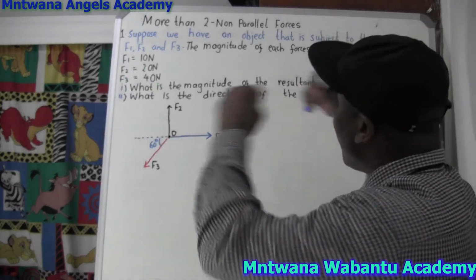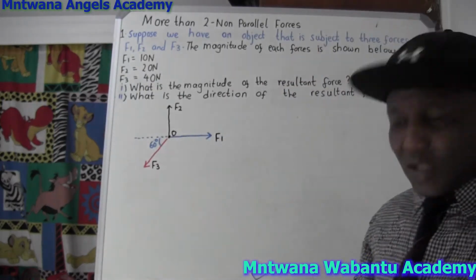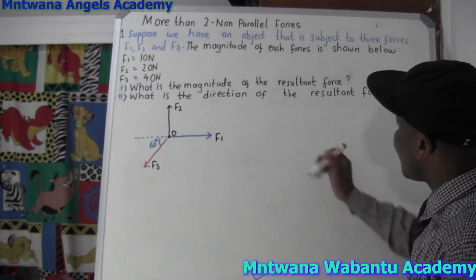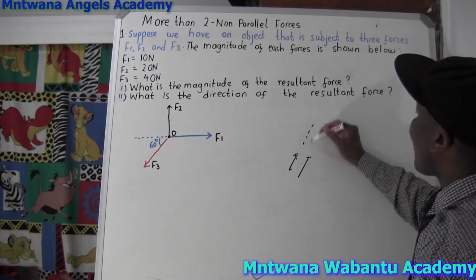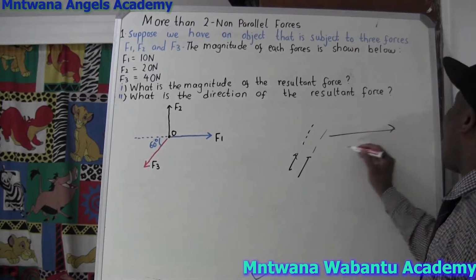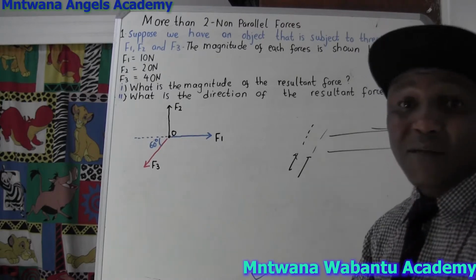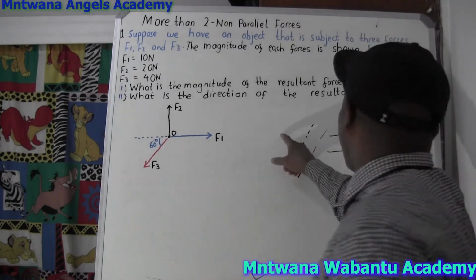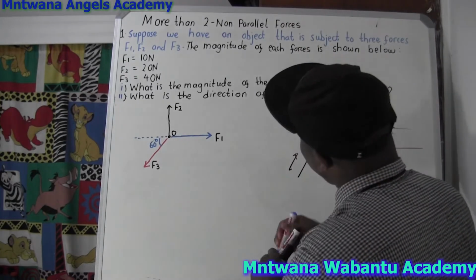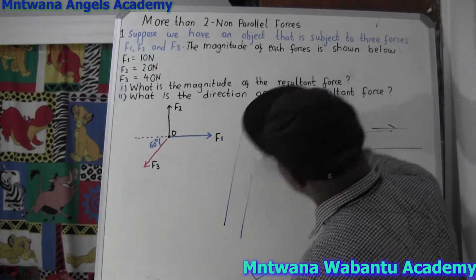So, more than two non-parallel forces. You know, things which are parallel. These are parallel. Things which are parallel like these means they go forever, they never meet. Like these lines here, they're parallel to each other because they never gonna meet up each other. It's always gonna go forever and forever. So these are parallel lines.